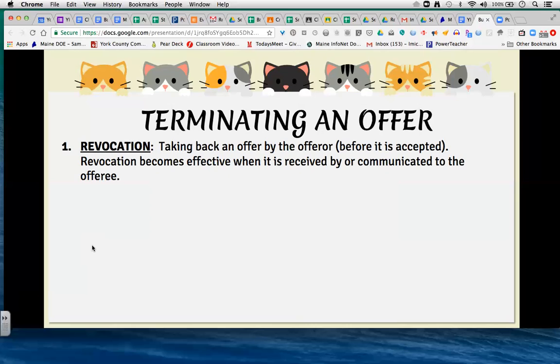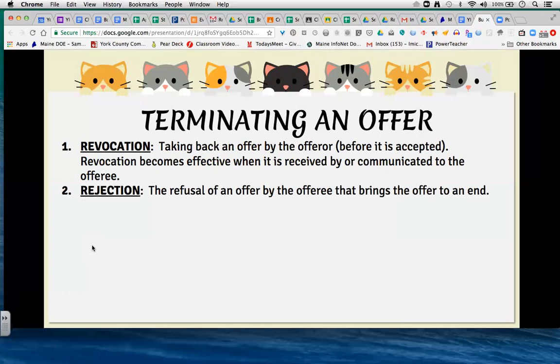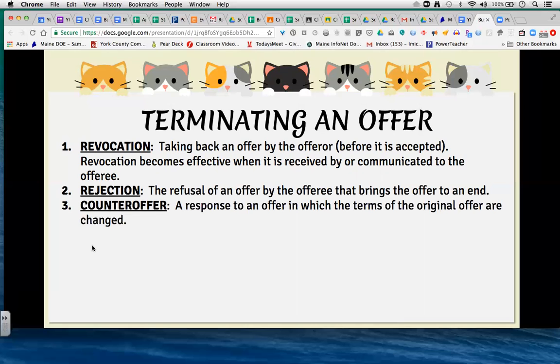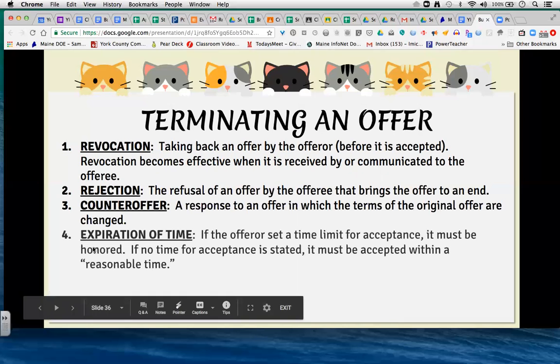So to recap, different ways to terminate an offer. Revocation is the taking back of an offer by the offeror before it's accepted. Revocation becomes effective when it is received or communicated to the offeree. Rejection, the refusal of an offer by the offeree that brings the offer to an end. If I say I'll sell you my pen for $5 and you say no way, that is a rejection. Counteroffer, a response to an offer in which the terms of the original offer are changed.